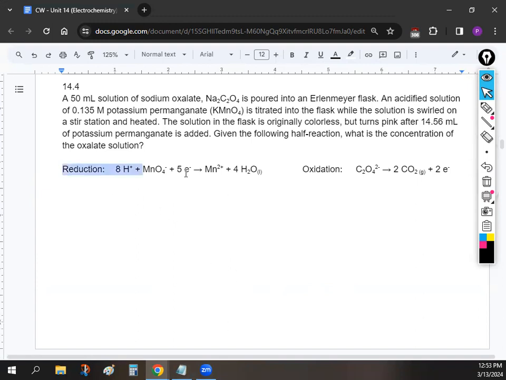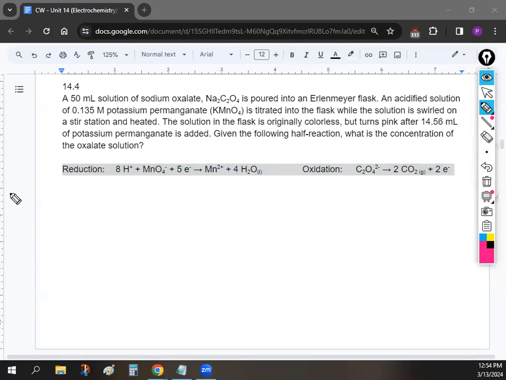But if you guys notice right here, we have a reduction half reaction and we have an oxidation half reaction, right? So the first thing you want to do when you have these two is you want to combine them to create a complete reaction. Okay, so let's jot that down in our notes. The first step to solving this is you want to write the complete reaction.